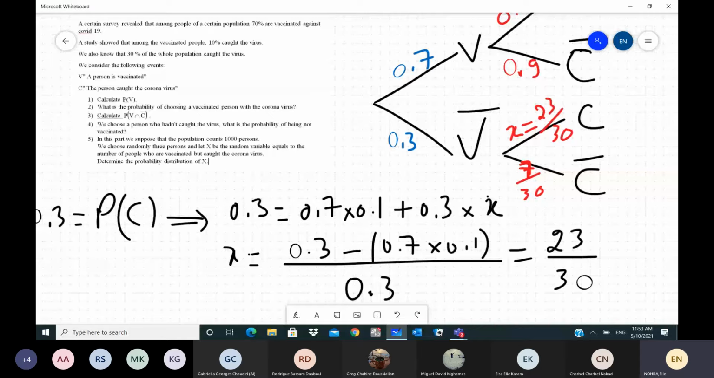And like the one you remember about the library, who did the research or not? Yes, sir. We did the same one. Correct. It's typically the same. Here it's vaccinated or not, getting corona or not. There it was book or computer, then research or not. It's the same, they're all the same. Did you understand? Yes, sir.